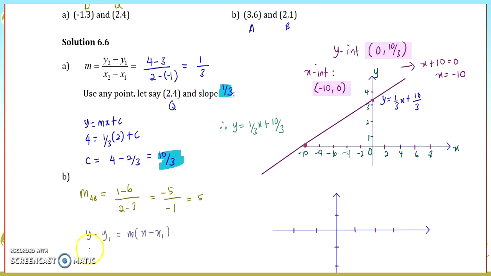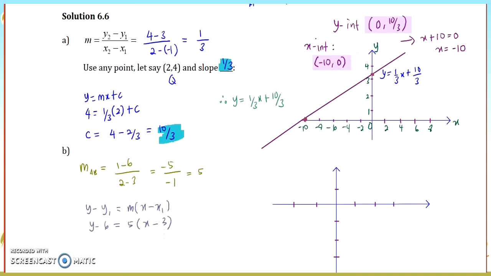So we have y minus y1. Let's say we take point A. So y minus 6 equals 5 times x minus 3. So we simplify this. We get y equals 5x minus 15 plus 6. Therefore, y equals 5x minus 9. So this is the equation.